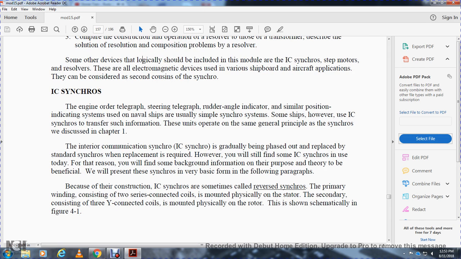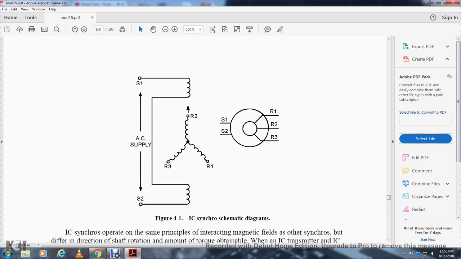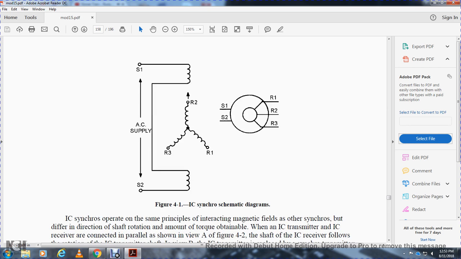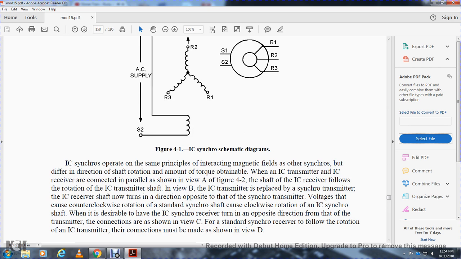We cover the construction of the interior communication synchro, sometimes called the reverse synchro. The primary winding consists of two series-connected coils mounted physically on the stator. The secondary consists of three wye-connected coils mounted physically on the rotor. This is shown schematically in figure 4.1, the interior communication synchro schematic diagram. Stator 1 and stator 2 on the outside, rotor 1, 2, and 3 on the inside. AC supply. Interior communication synchro.